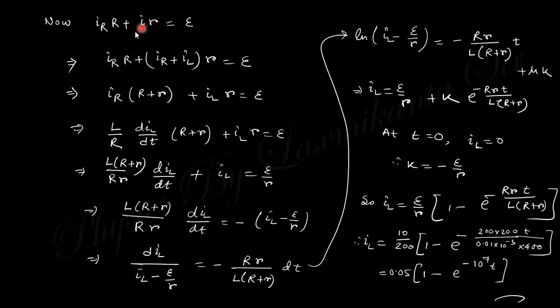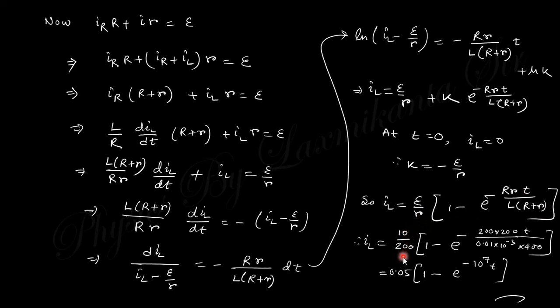So if you replace I, which is IR plus IL, then rearrange and put the value of IR in terms of dIL/dt, then rearrange and integrate, you get the integration constant. At t equal to 0, IL equals 0. So the integration constant k equals minus epsilon by R. Putting this value, the IL expression will be like that.